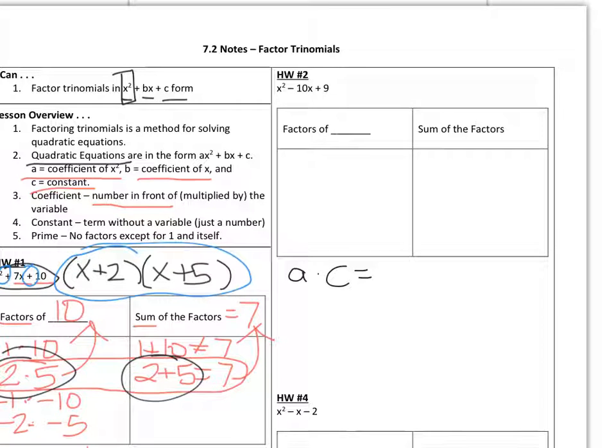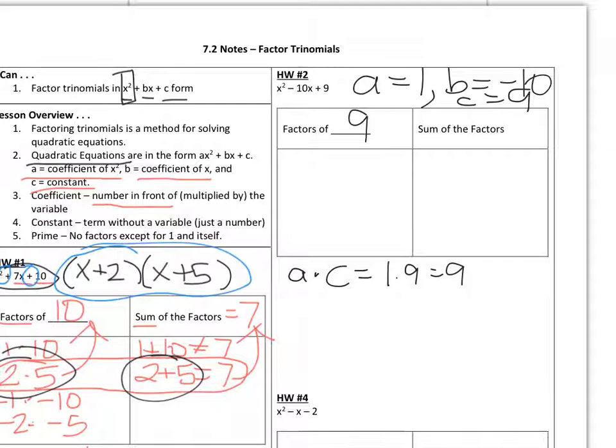In this case, our a, the number in front of x squared, is 1. Our b, and be careful here, is negative 10. And our c is positive 9. So we want factors of a times c, so 1 times 9, which is 9. So we want multiplication problems that equal 9. But at the same time, those multiplication problems need to add to be negative 10.